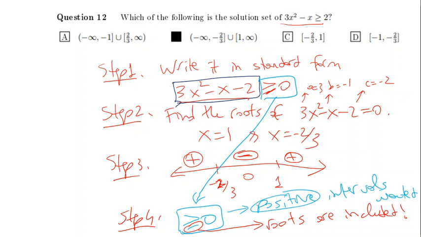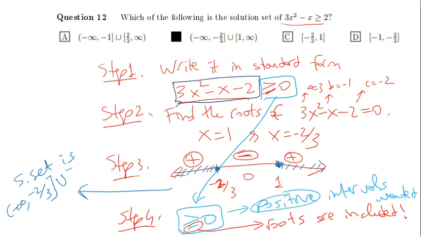So what are the positive parts? Let's look here. The positive intervals are these, and we also need to include 1 and minus 2 over 3. So when we write this, the solution set is minus infinity to minus 2 over 3, and this root is included, and the other one is 1 to infinity. So it will be B.